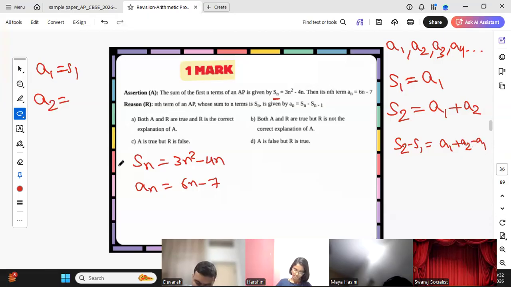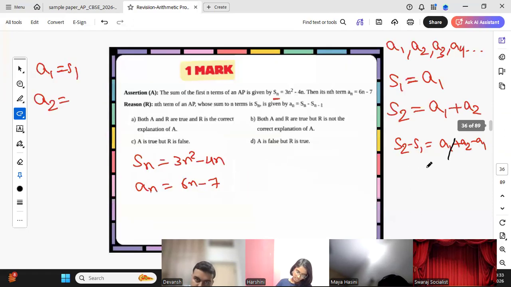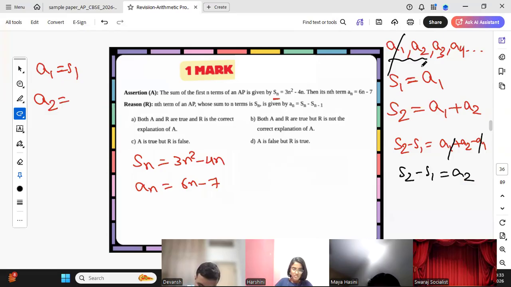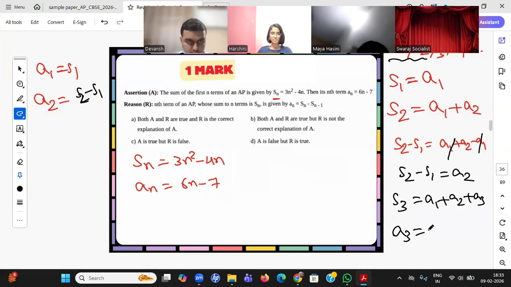S2 minus S1. Okay, so obviously, students, you just got S2 minus S1 equal to A2. So if you are adding two terms and deleting the first term, obviously you will get A2. So if A2 is asked, I'll write S2 minus S1. Similarly, yes, Harshini, can you say me what is S3? A1 plus A2 plus A3. Can you say me what will be A3? Here you have to subtract S3 from S2, and that's all.